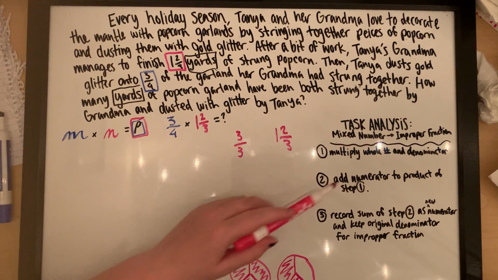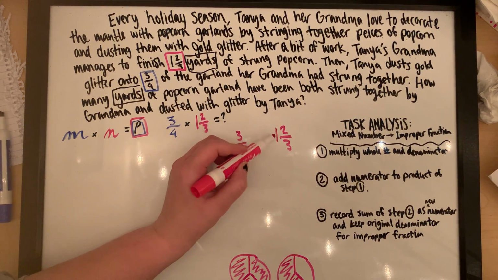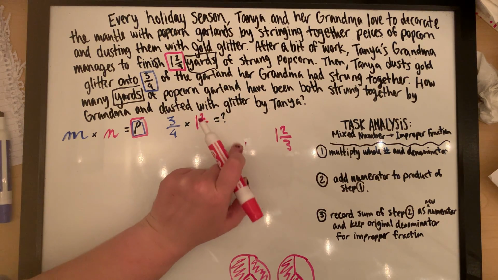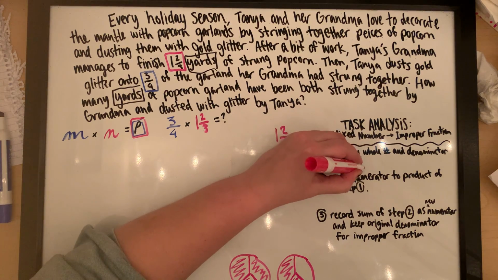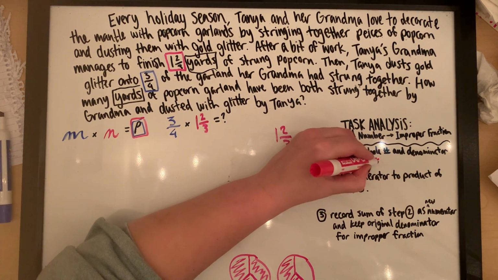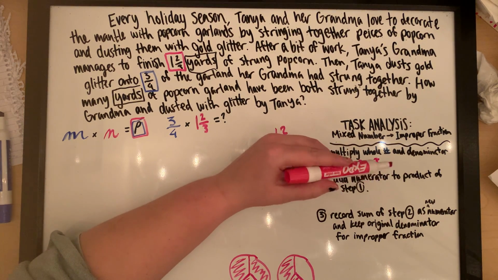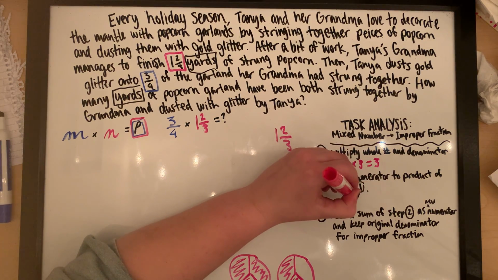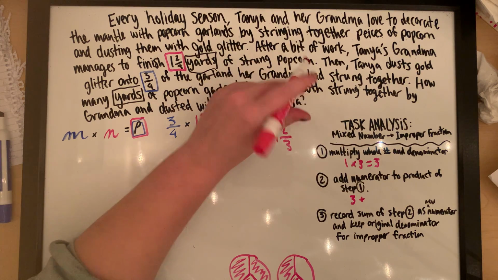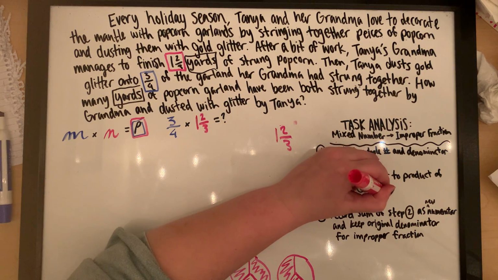So our first step, multiply whole number and denominator. So our whole number 1, we're going to multiply with our denominator 3. So 1 times 3 is going to equal 3. Our second step, we're going to add our numerator to the product that we just came up with in step 1. So we'll start off with our product 3 and add in our numerator, which is 2. 3 plus 2 is going to equal 5.